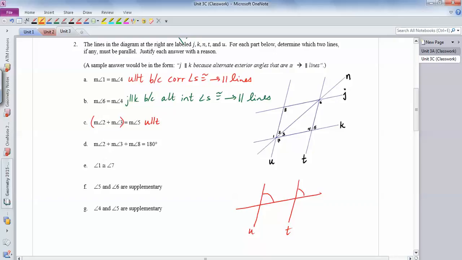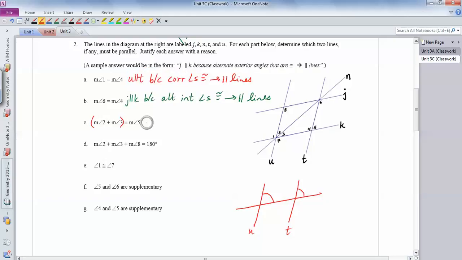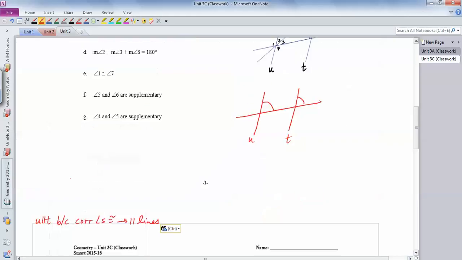Actually, it's the same exact reason as A. So I'm just going to do this because I can. Copy. Paste. Oh, great. Of course, it doesn't go where I want it to. So let me move that up.